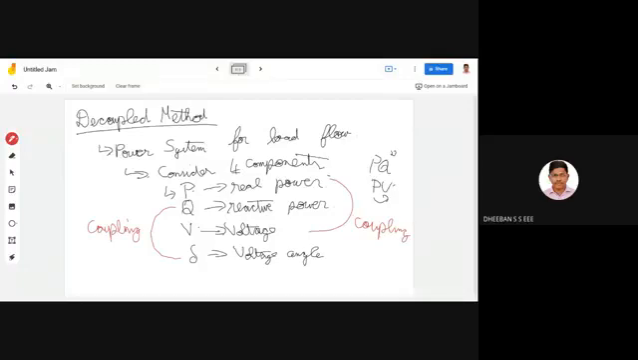The decoupling method revolves around the weak linkage between your reactive power and voltage angle, as well as your real power and your voltage. Based upon this only, the decoupling method evolves.